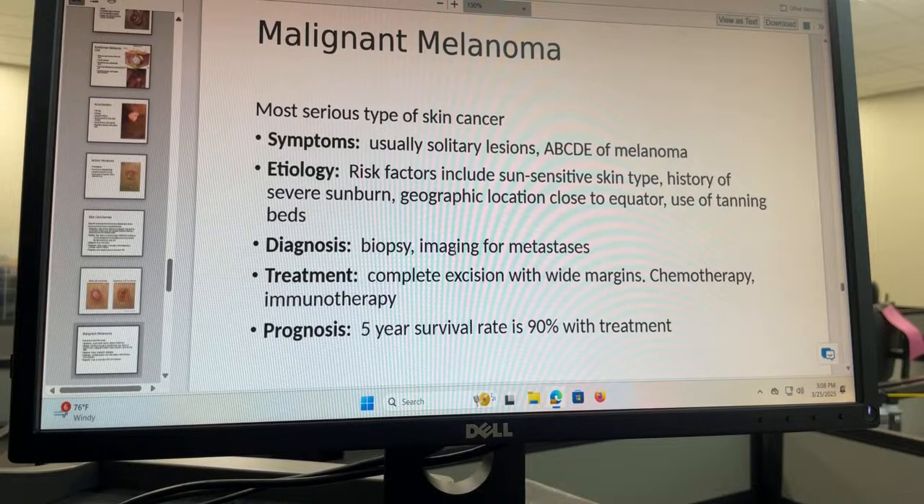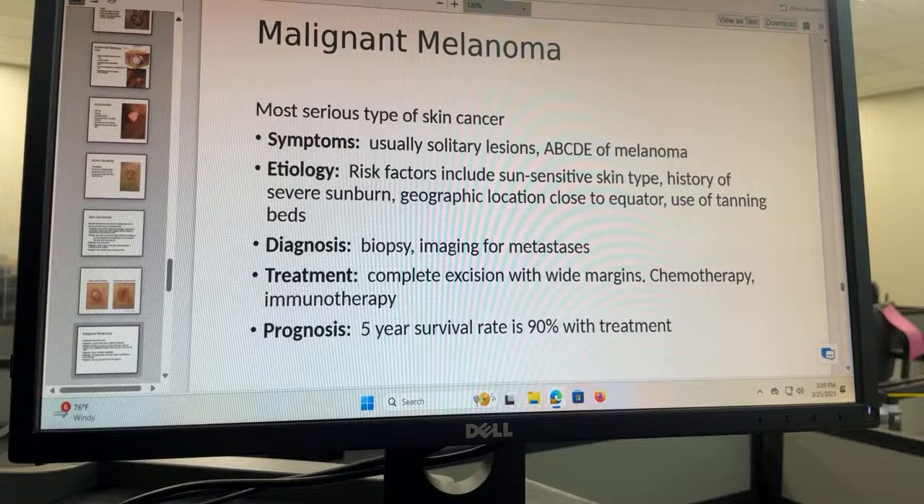D is diameter, so is it growing in size or is it staying the same? How big is it around? The bigger it is, usually the worse. And then E stands for evolving. So is it changing over time? I've had a mole since I was a child, and one of the ways to tell if something is turning into cancer is if it starts to change, right? If it stays the same and nothing is ever different, then that's good. But if this thing looks bigger than it used to be, or it's changing color, those are all bad signs.